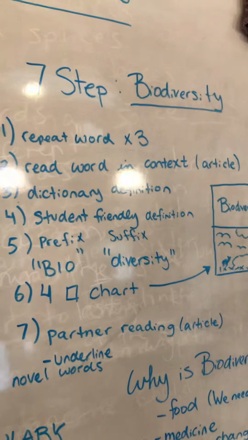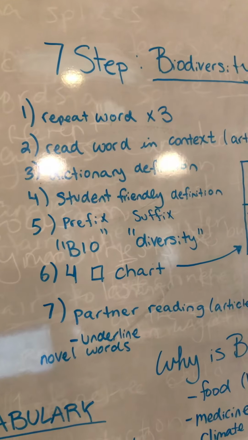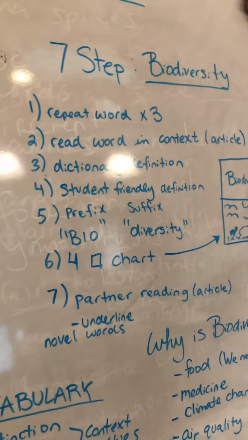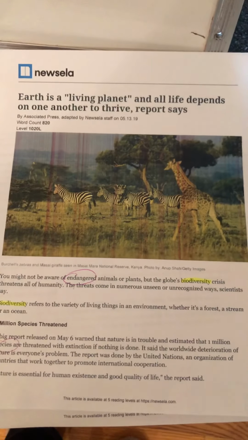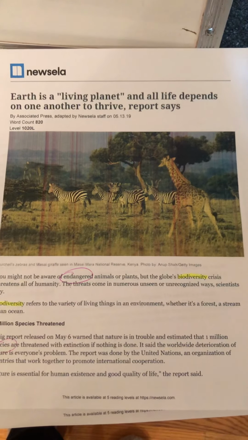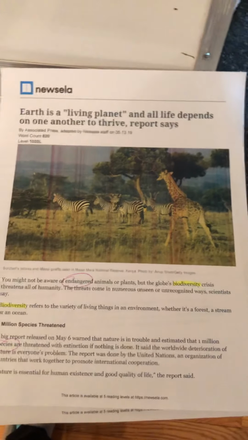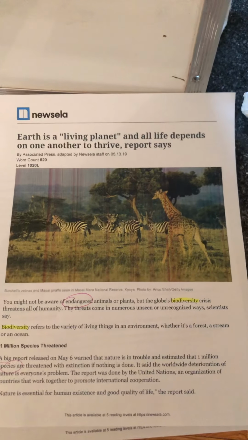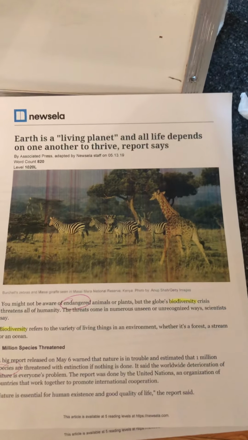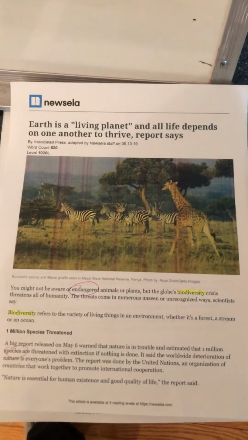The first step in the 7-step strategy is to have your students repeat the word 3 times. Then you're going to read the word in context. The article I chose was from News ELL, entitled "Earth is a Living Planet and All Life Depends on One Another to Thrive." I chose a News ELL article because I liked the fact that you could adjust the reading levels for ELL students of various levels in your classes. So I chose about a 7th grade reading level here.